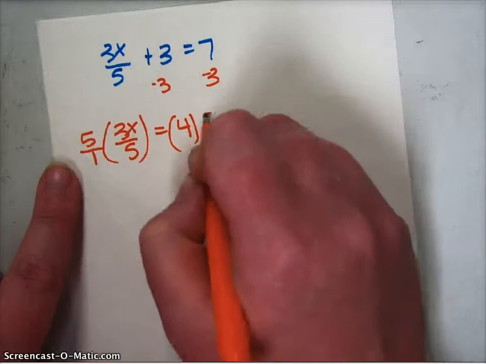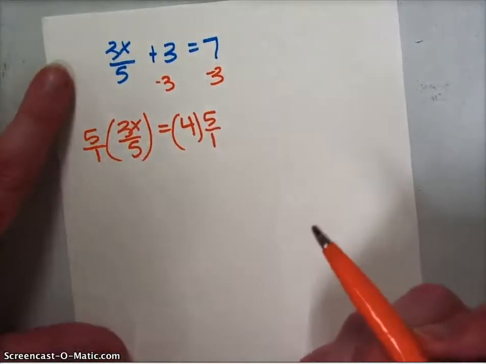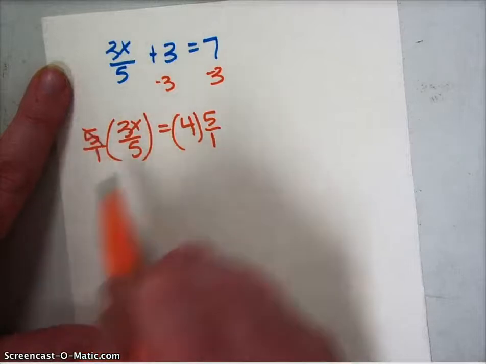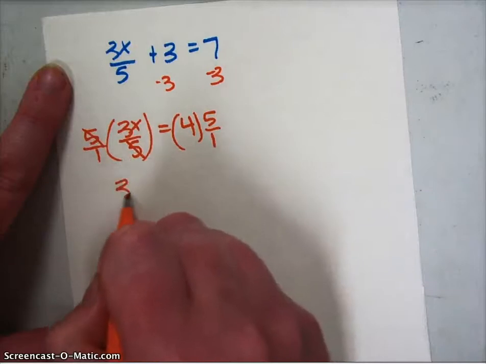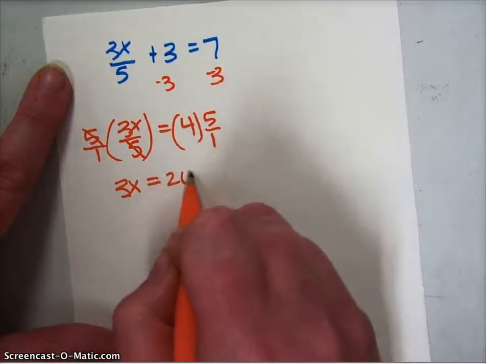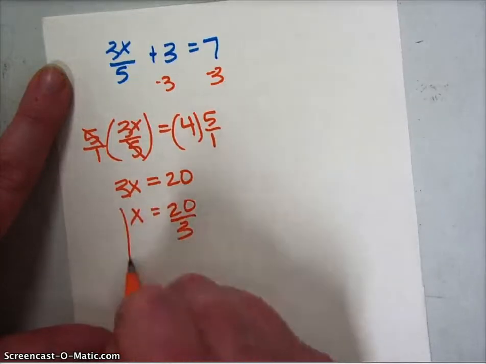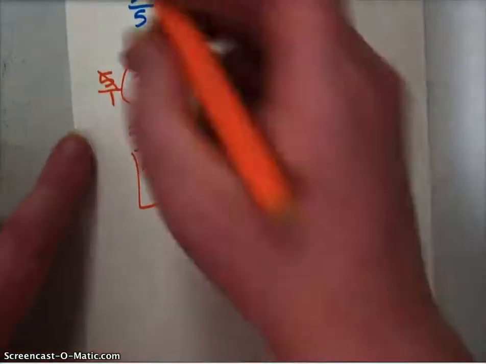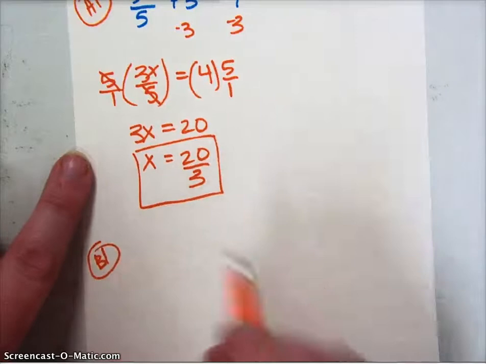Pretty easy, right? We've done this before. So multiply both sides by 5 over 1. That's using the multiplication property of equality. And on the left-hand side, the factor of 5 in the numerator and the factor of 5 in the denominator can cancel. So we're left with 3x equals 4 times 5 is 20. And then divide by 3, x equals 20/3. So there's our first problem. Pretty easy. A1. Now let's try B1.